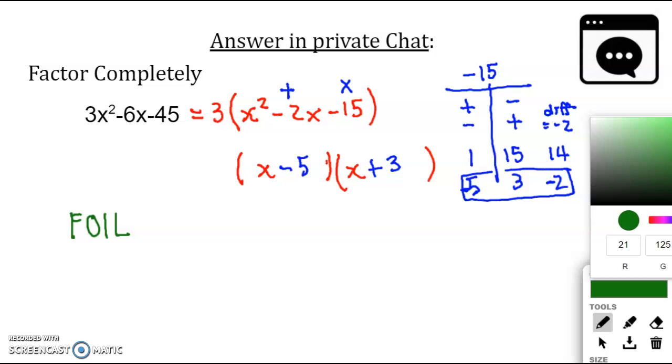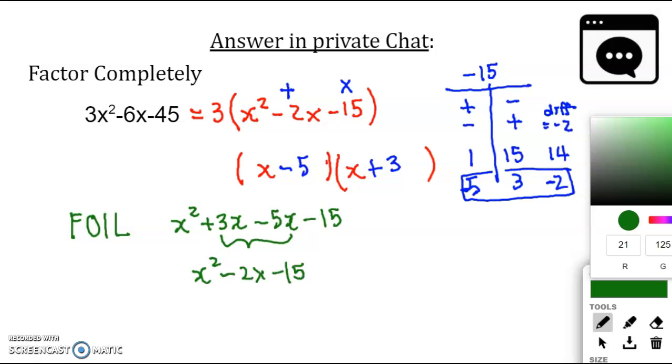Okay, so FOIL says first with first, that's going to be x squared. Outside, x times positive 3 is going to be plus 3x. Negative 5 times x is going to be negative 5x. And then L is the last with last. Negative 5 times 3 is negative 15. After combining the two like terms, I am left with x squared minus 2x minus 15.